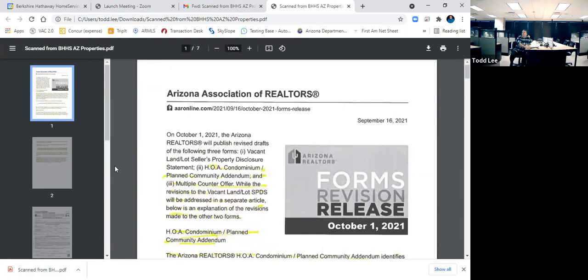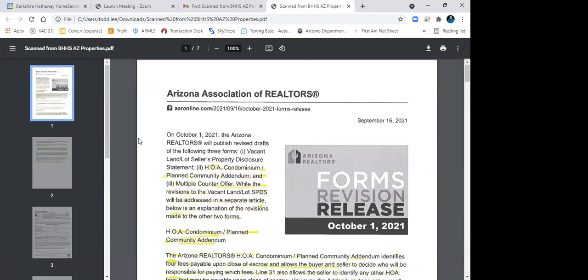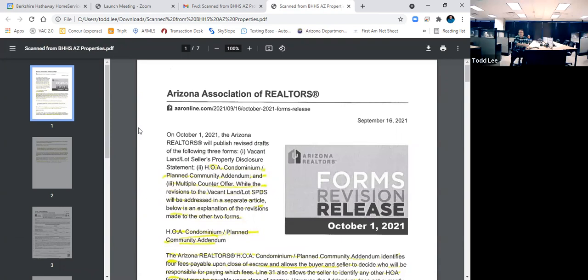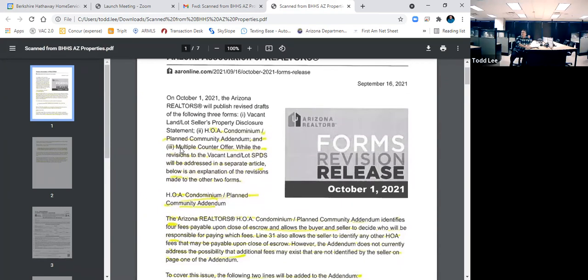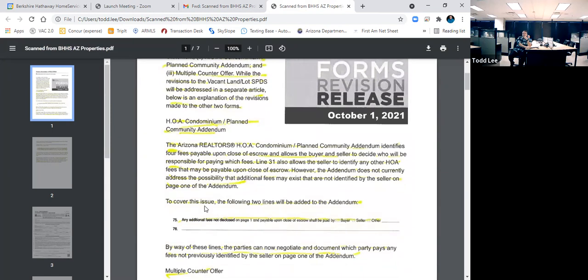All right. Are you guys seeing the form? Yes. Okay, good. So I'm just going to run through it on here so that we can see what they've changed on it. On the HOA Plan Community Addendum form, the change covers the fact that sometimes there are fees that have not been disclosed. And when it comes to closing, we have to figure out who's paying for those fees. So they have added lines.